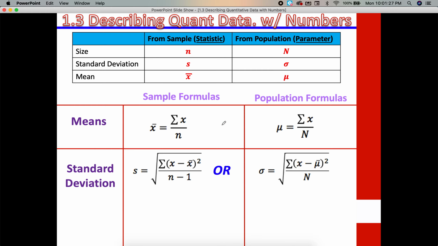The formulas for each of these things. The means. The sample mean is exactly as discussed. It looks more formal than it is. You just add up all the sample values and then divide by the sample size. The sum of all the values divided by the number of values in the sample. Same thing with the population mean, mu, except notice that we have big N to represent the population size.